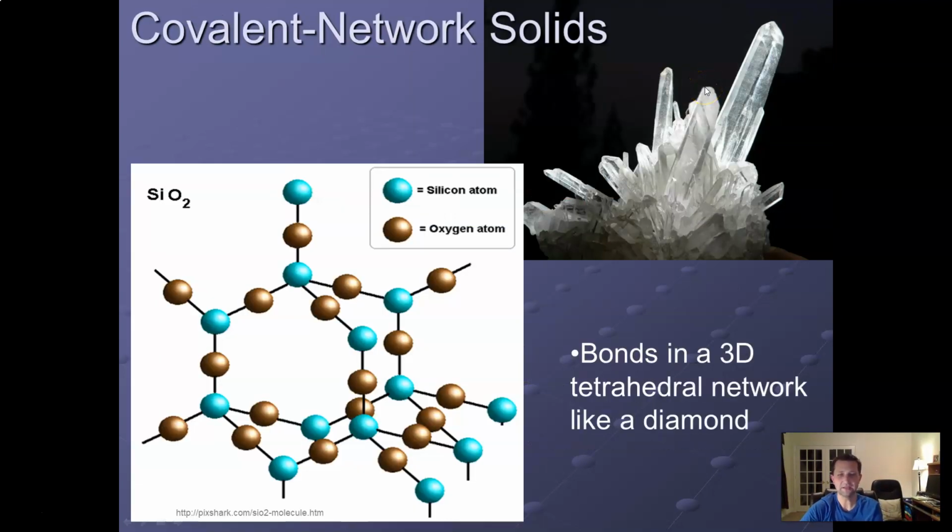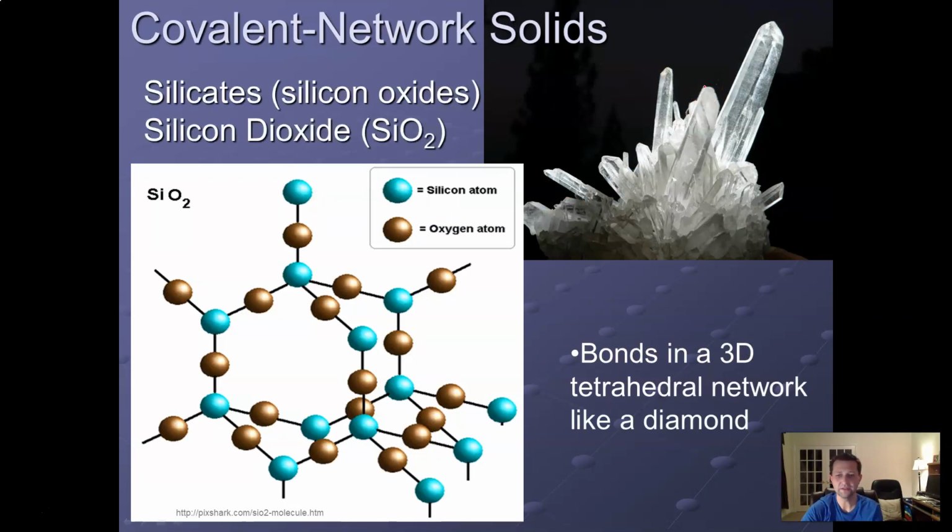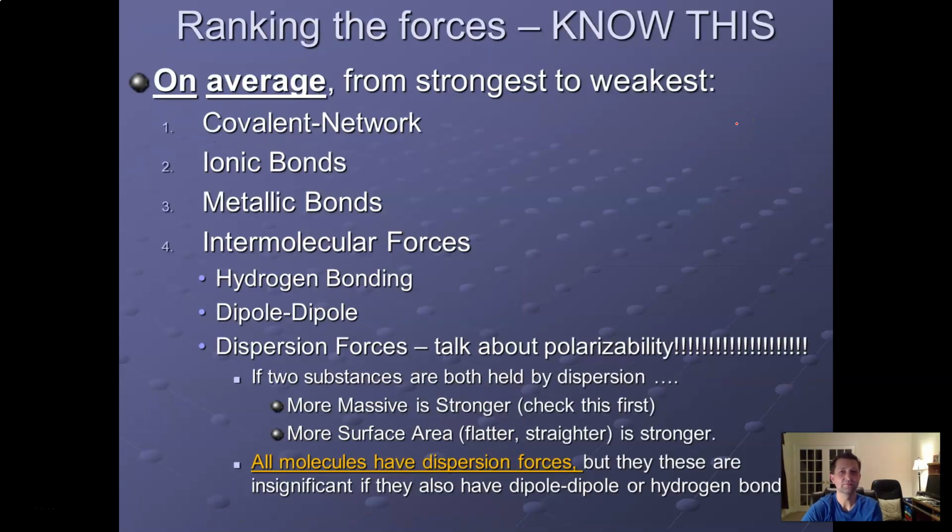All right, so here's the last one, covalent network, silicon dioxide, SiO2, bonds in a 3D tetrahedral network similar to a diamond, which would give it some structures similar to that of diamond. Okay, that takes care of covalent network. So that's a quick 10-minute lesson on that.